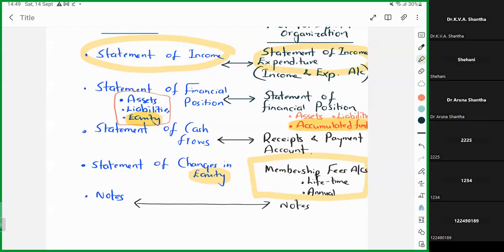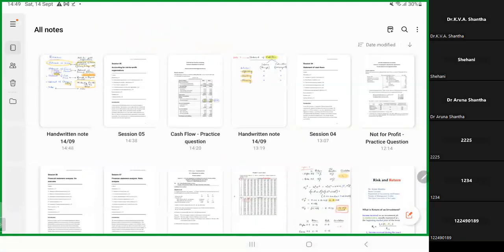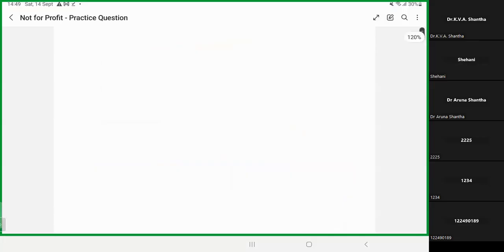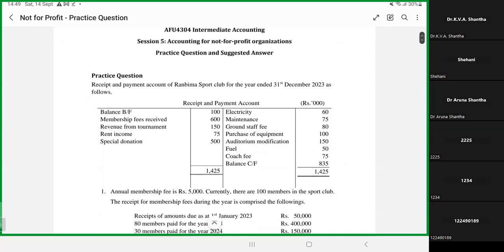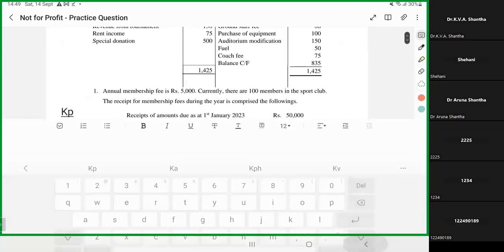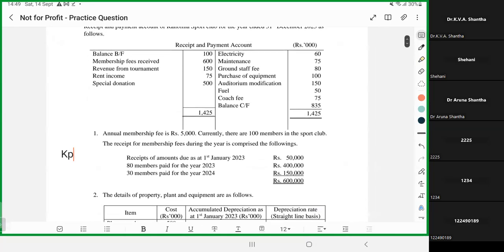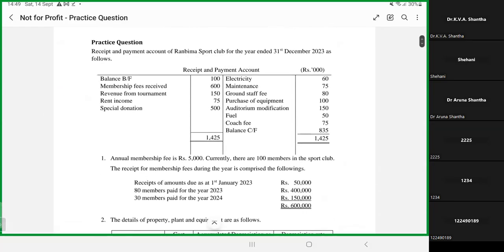Right. So we'll work out one question. With that, you can enhance your understanding. I have uploaded this practice question in your LMS. It was a long time ago, so you would have downloaded this. Now open this question. I'm giving about 3 to 4 minutes. You go through the entire question.